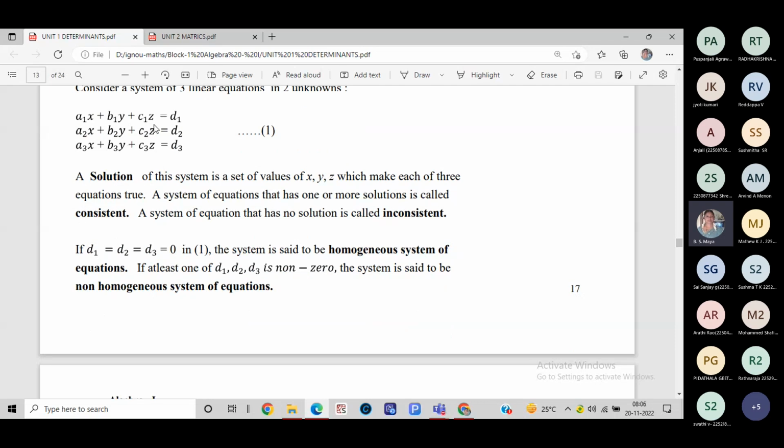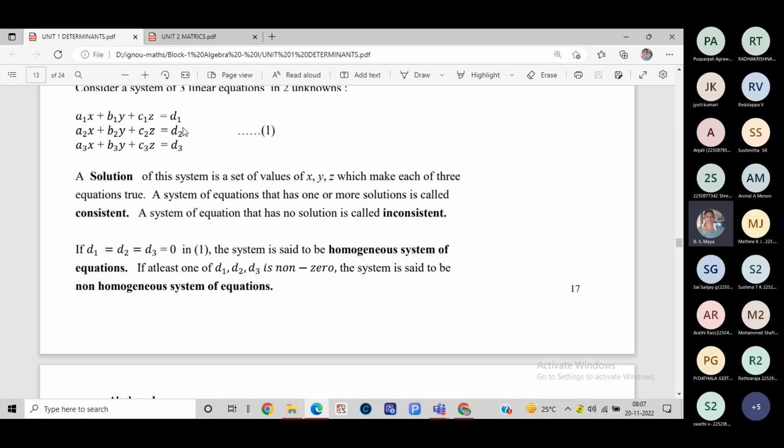Then I have to show one more thing. Whatever the right hand side, the RHS, is called D1, D2, D3. If we have two equations or three equations, and the right hand side of all the equations is 0, then that system is called a homogeneous system of equations. If D1, D2, D3 are non-zero, that is, at least one of D1, D2, D3 is non-zero, the system is said to be a non-homogeneous system of equations. So if all the D values are 0, it is called a homogeneous system. If it is not equal to 0, it is called a non-homogeneous system. While finding the solution for x, y, z, you should first observe the problem.